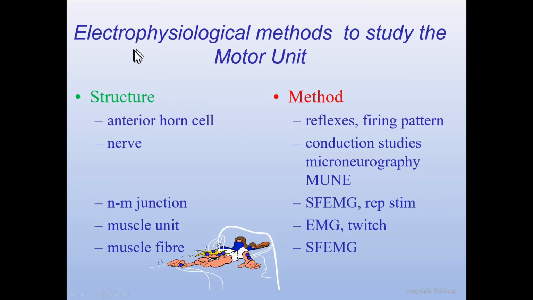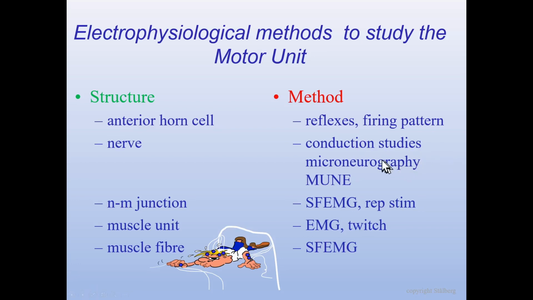The electrophysiological methods that we can use to study the motor unit are different depending on where we want to look. For the anterior horn cell, we can look at reflexes and firing pattern. For the nerve, we can actually look at conduction velocity not only in the entire nerve but in individual axons with our routine equipment that we have.